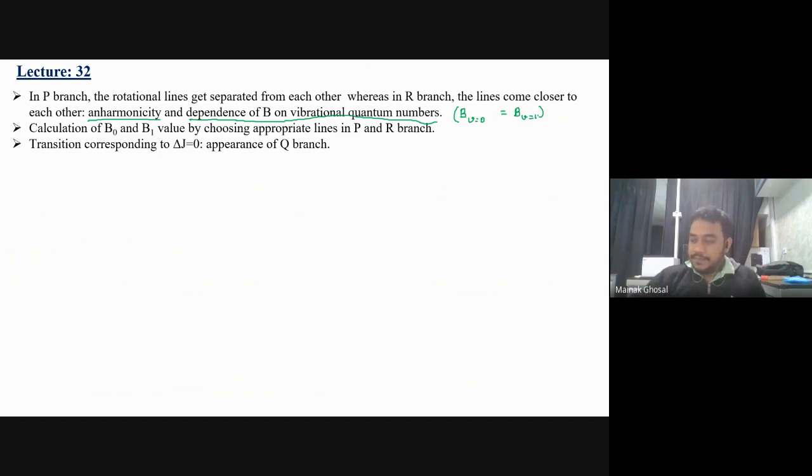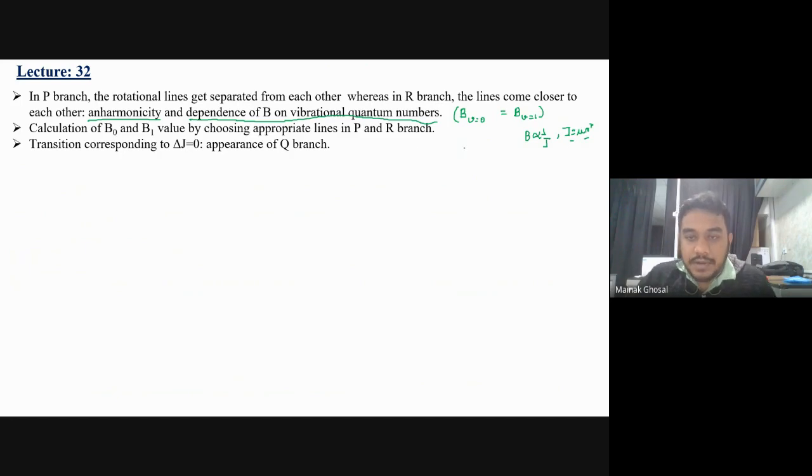B is proportional to 1 by I, and I is equal to mu r square. So I will depend upon this r, the bond length. If you are going to a higher vibrational level, your bond length will change. So how can we expect that your B will not change? B must be changed.